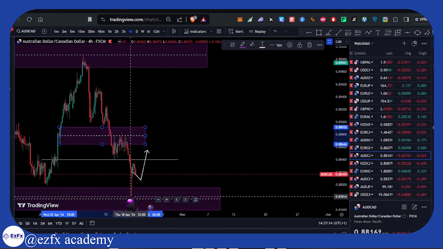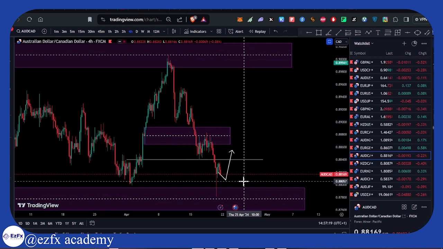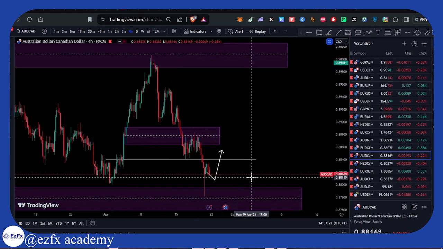That's this very, very long wick candle that you can see here. So definitely, or not definitely, but I'm watching out for AUD CAD to be bullish in the course of the week.